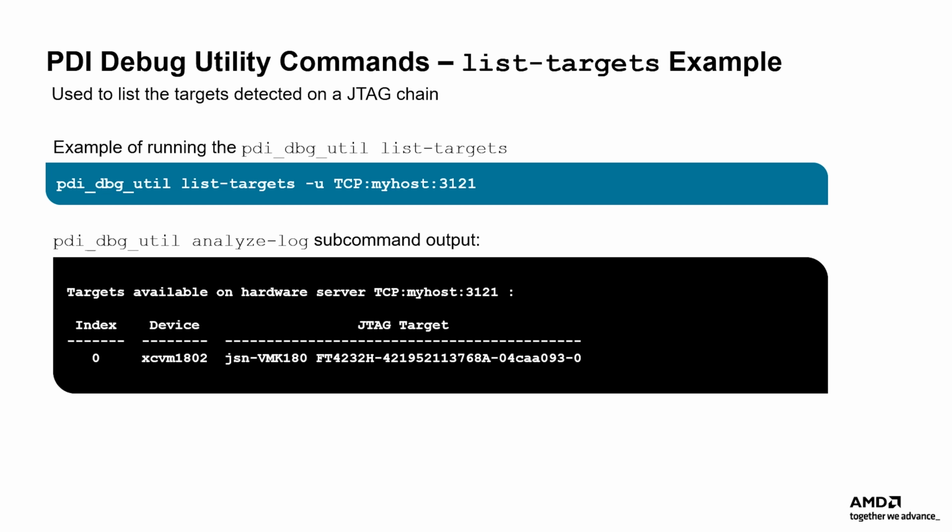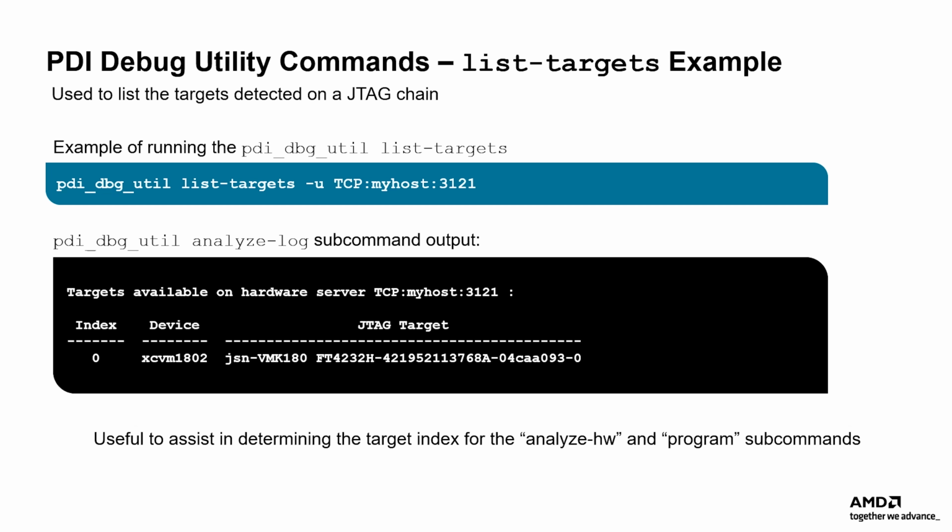The output indicates that the XCVM1802 device is located at target index 0. In the case of longer JTAG scan chains, all detected devices on the chain are displayed. This information is used to pass in the target index of the Analyze Hardware or Program subcommand.